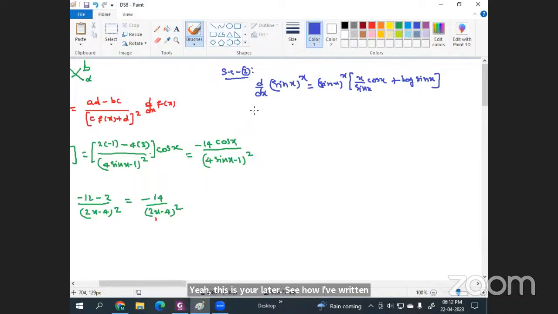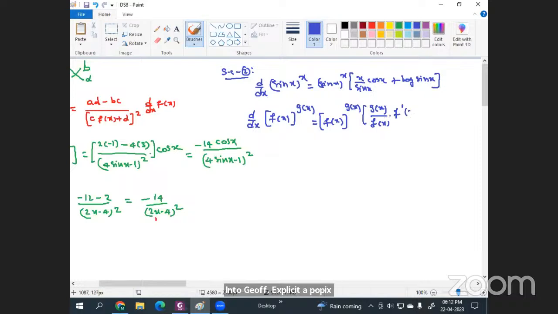Now I will explain the shortcut. d by dx of f of x to the power of g of x is equal to f of x to the power of g of x into g of x by f of x into f dash of x plus g dash of x log of f of x. Right?